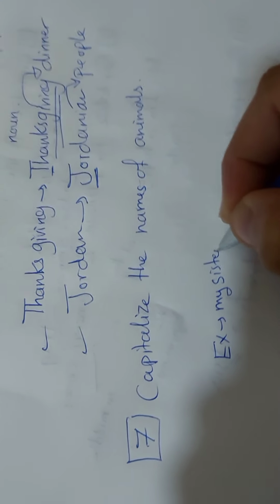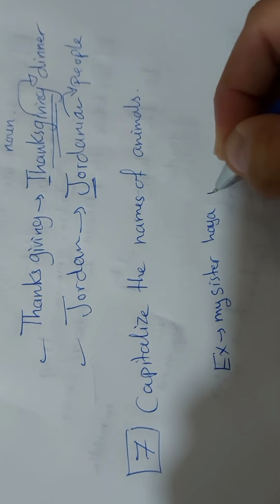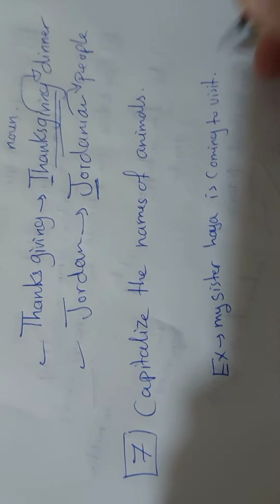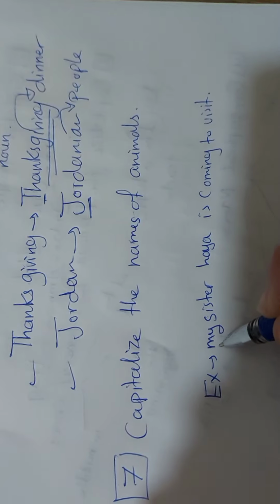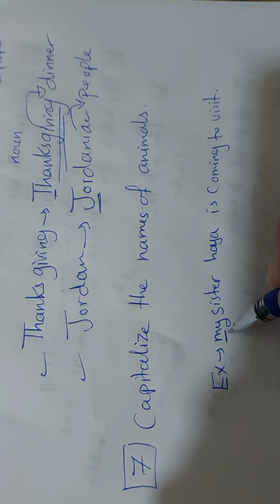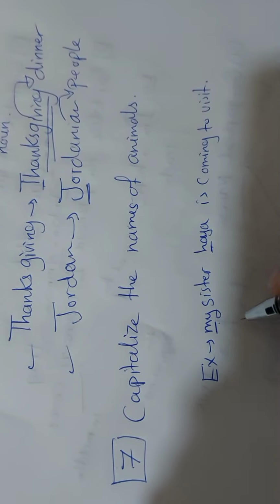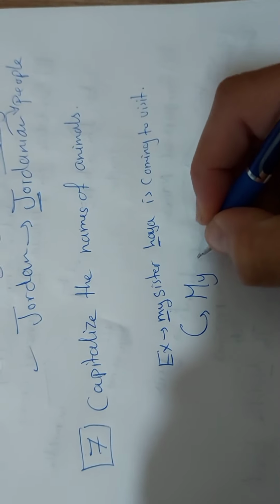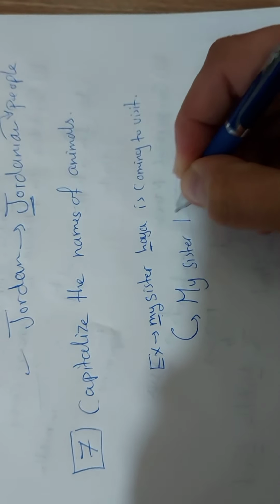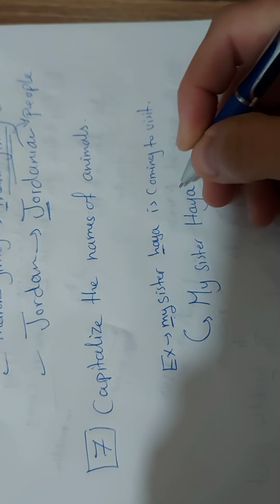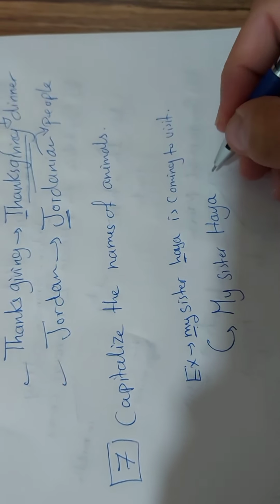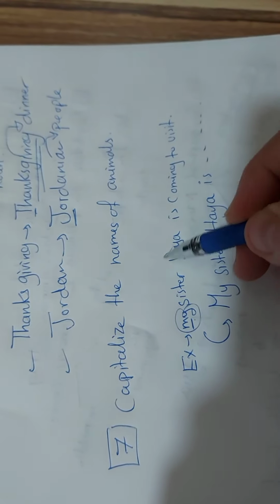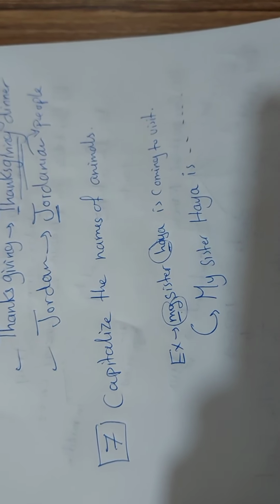My sister, let's say Haya, is coming to visit. As you see, this sentence is full of capitalization mistakes. I must capitalize my and Haya. The worksheet will be, inshallah, like the following. So I have to correct it: My sister, and I have to capitalize her name also, since we said we have to capitalize people's names, Haya is coming to visit, and so on. I'll send you a worksheet like the following.